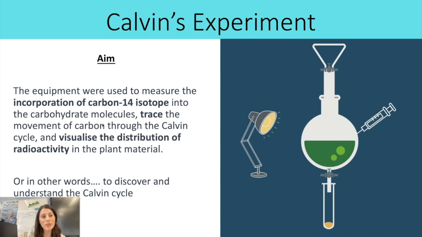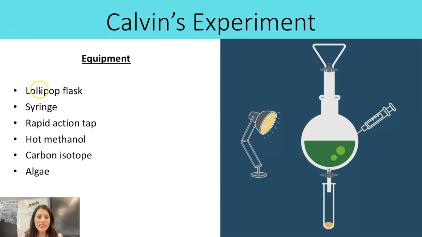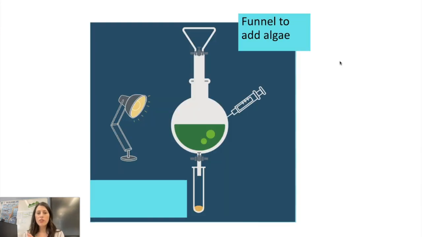So let's have a look at the equipment. Although this isn't an extensive list of everything, these are the key pieces of equipment that you might be asked to justify: the lollipop flask, syringe, rapid action tap, hot methanol or ethanol, the carbon isotope and the algae. So first of all, we've got a funnel at the top here, and that is so that you can add the algae into the flask.